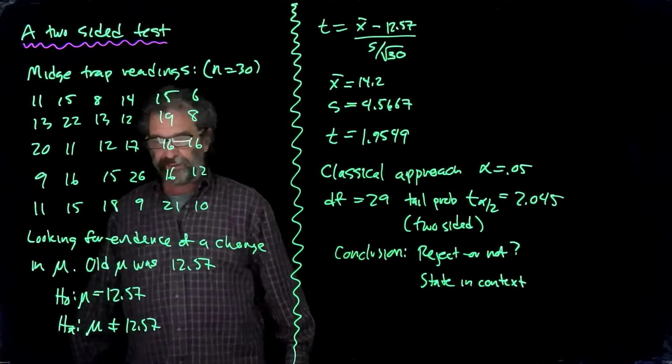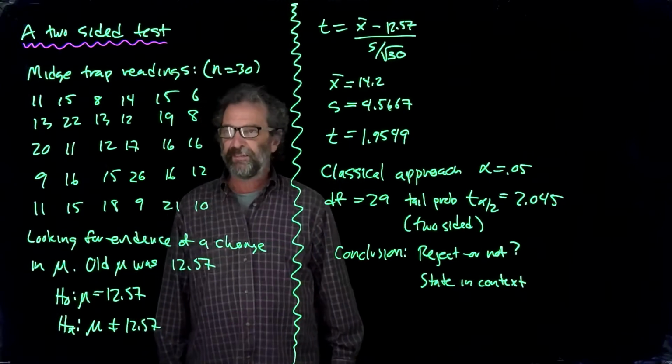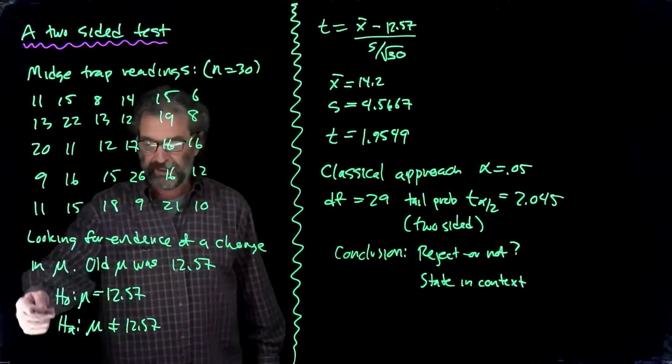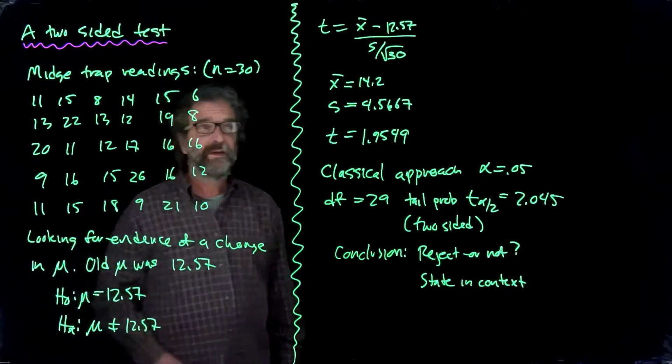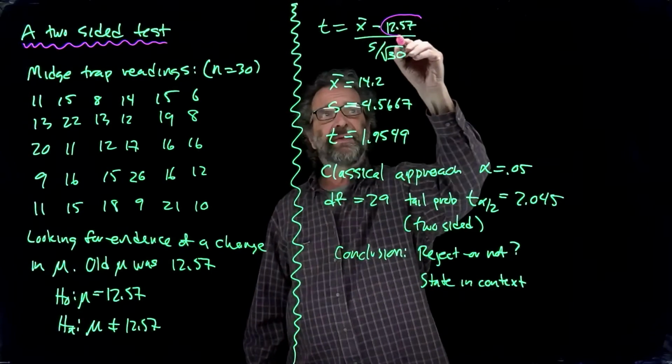Is anything happening along the river? Are we losing midges, gaining midges? Is there some kind of environmental impact from something that we've done? Whatever. So there's the null and alternative hypothesis we're going to use. And up here we've got the test statistic. In the test statistic you put the null hypothesis mean here.